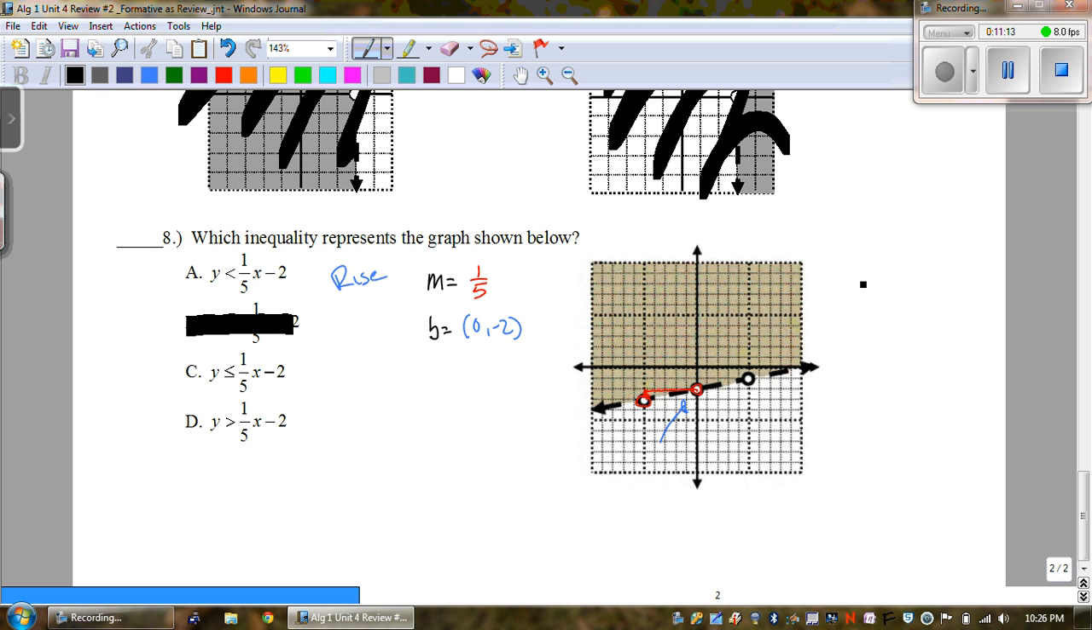Now, the next thing we need to ask ourselves is, is this solid or dashed? Well, it's dashed. Can I cross out any of those? Yep, we can cross out C because it had a solid line underneath it. And then did we shade above the line or did we shade below? Above, which means it is greater than. And we can get rid of A. So our correct answer is D.